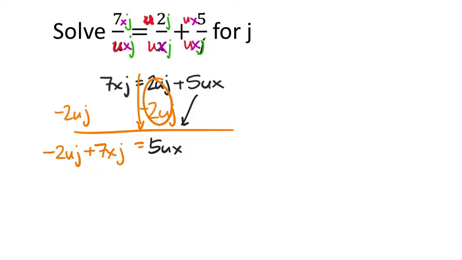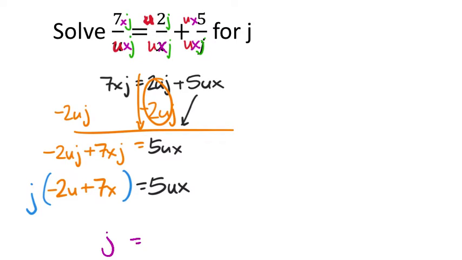All right, now we're in a situation like we had a couple of problems ago, where I've got two j terms, but I only want one j term. So I'm going to take that and I'm going to factor out a j from both of those. Then I'm left with a negative 2u and a positive 7x. And yeah, this still equals the 5ux. So close, we're so close. The last thing we need here is just for the final expression here to just be j equals, right?